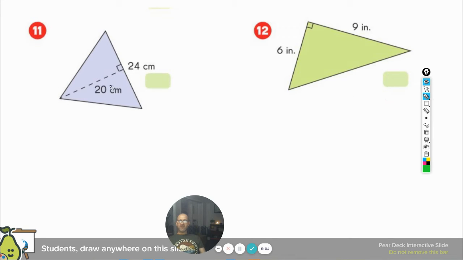All right, we're back. This one here, 1/2 times the base times the height. 24 times 20. That's fine. 1/2 times 24 is 12. 12 times 20. 12 times 2 is 24. Add a 0, it's 240 centimeters squared.